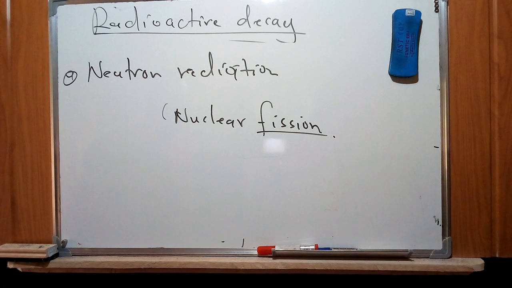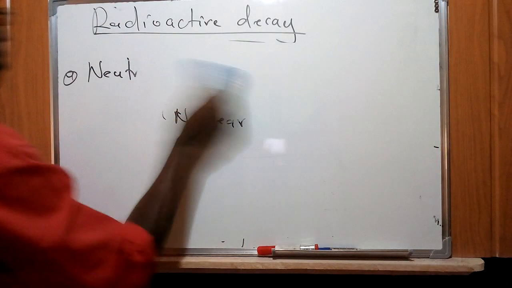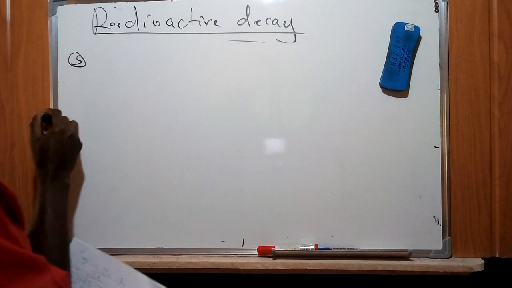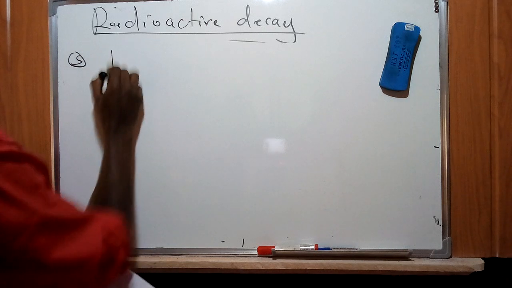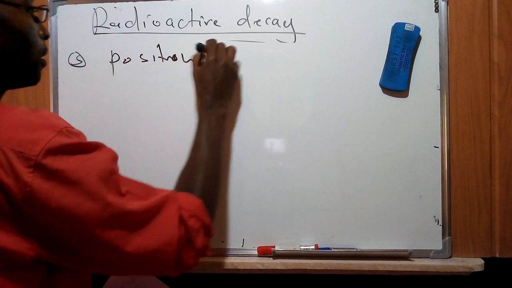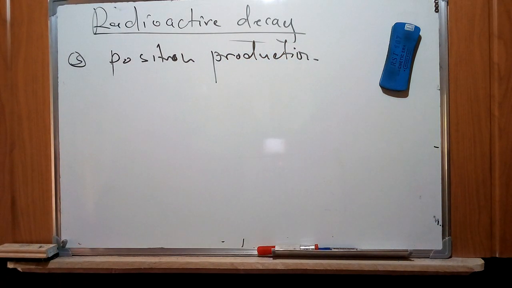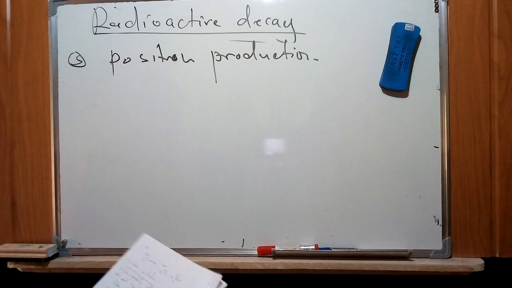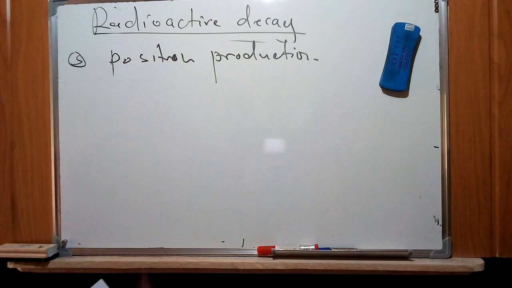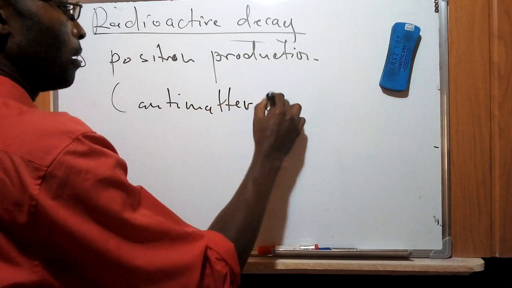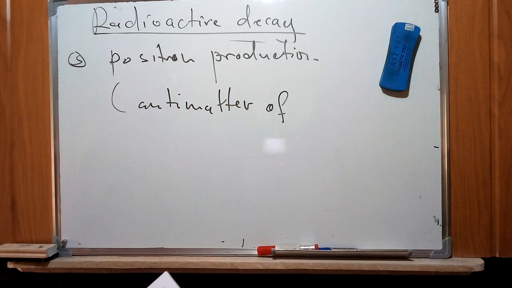For the case of positron production, this is the fifth process. Apart from alpha, gamma, beta, and neutron radiation, there's what we call positron production. For positron production, particles with the same mass as an electron but with a positive charge are produced. Of course, we can look at this as an antimatter version of an electron.